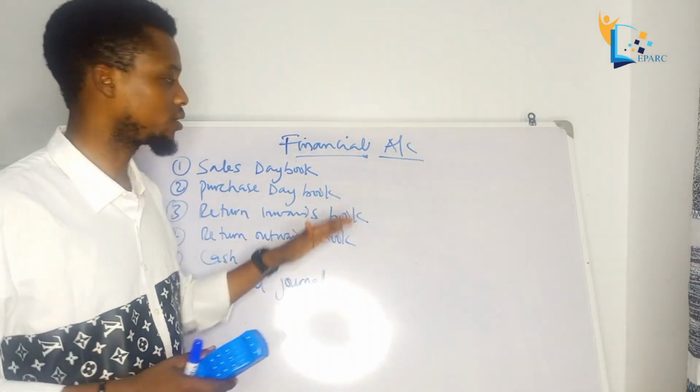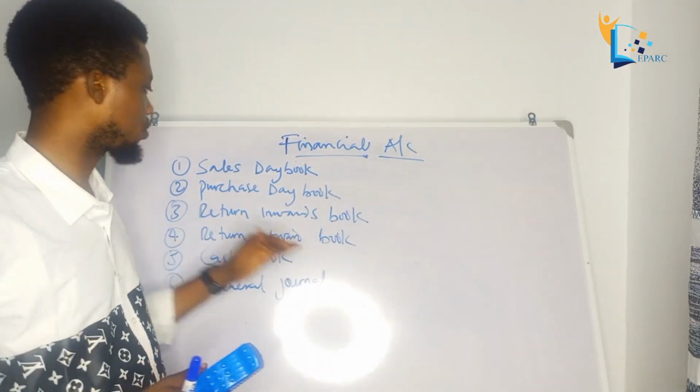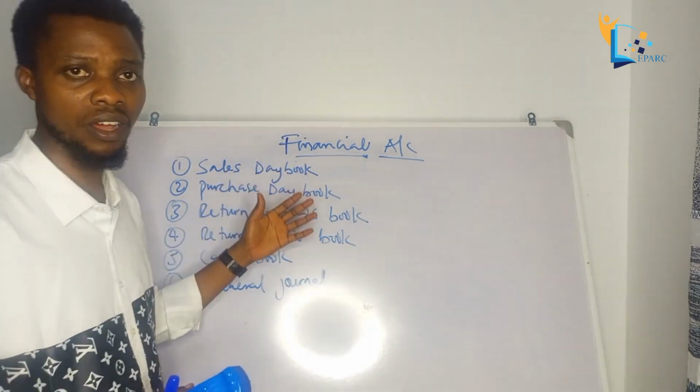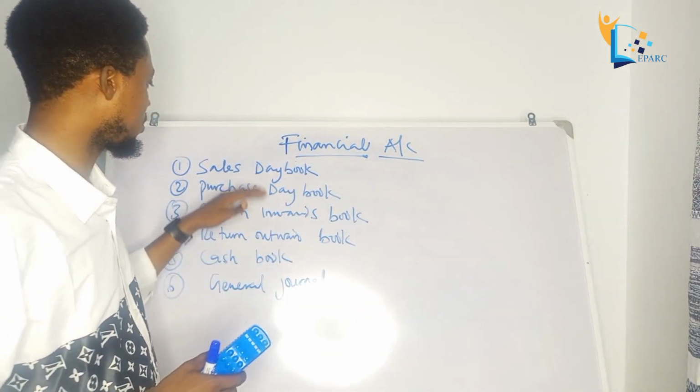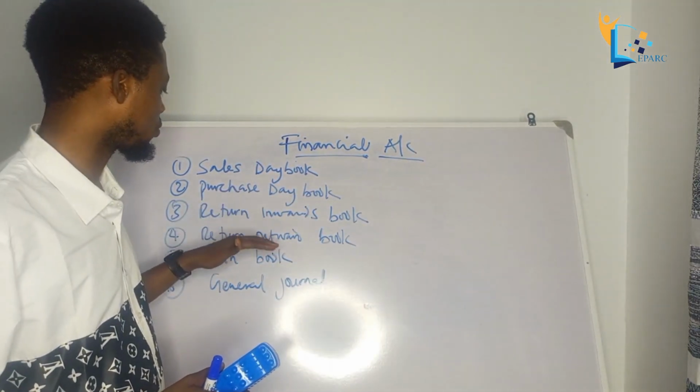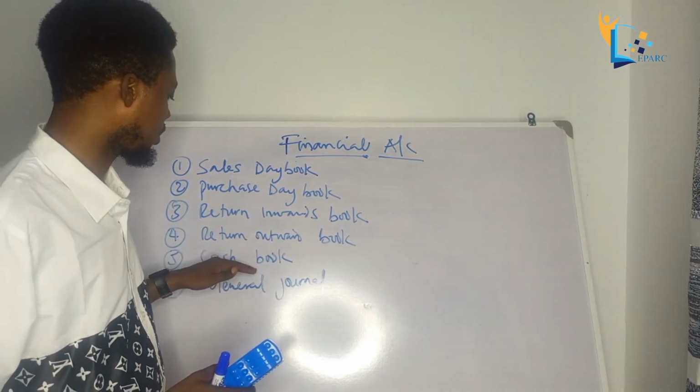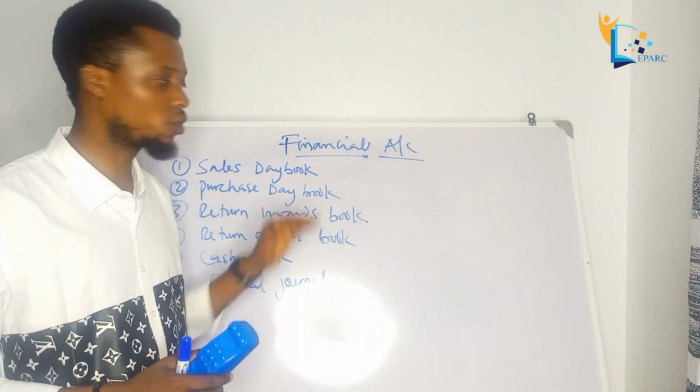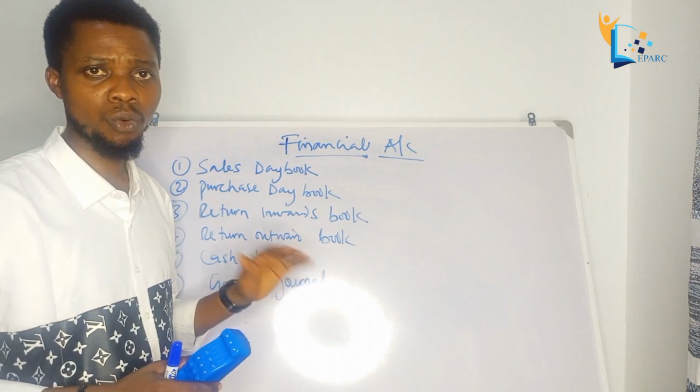All right. Secondly, I said we're going to look at the formats for the 6 subsidiary books. In our previous class, let me just refresh our memory: we have the sales day book, the purchase day book, the return inwards book, the return outwards book, the cash book, and the general journal. So we are going to look at each of their formats quickly.